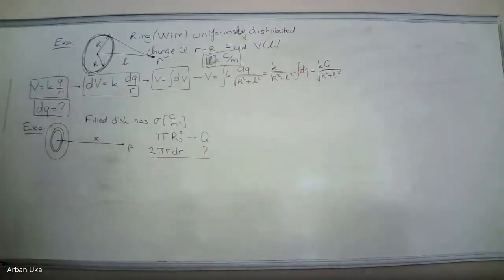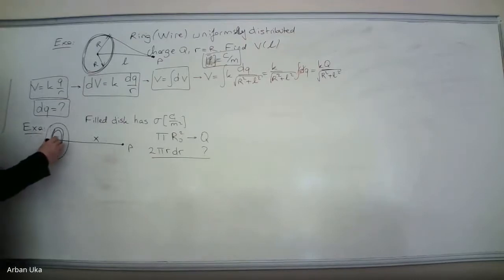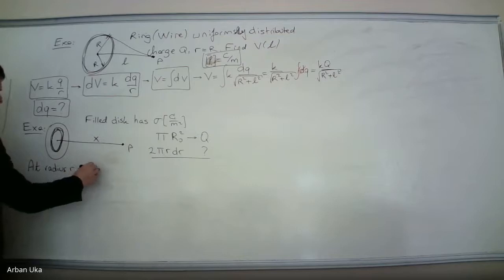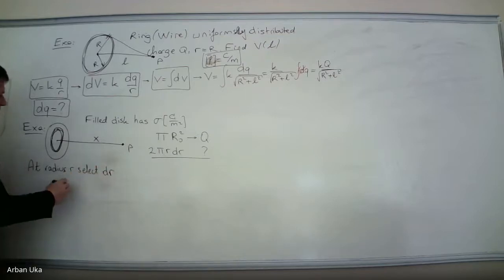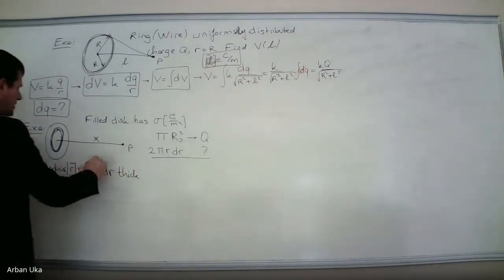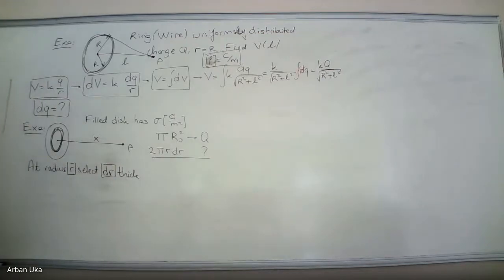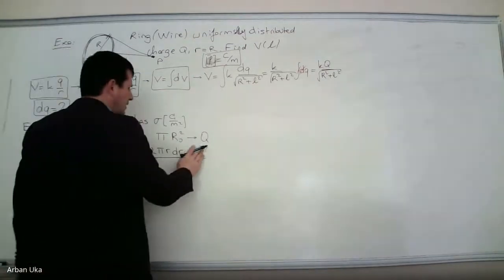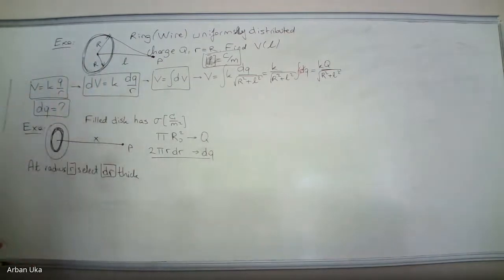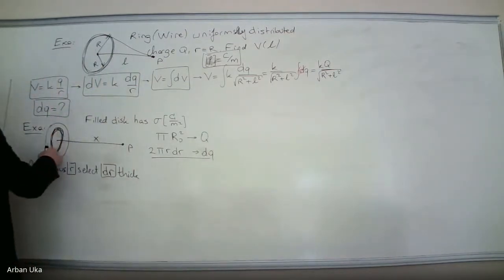Okay, because this element that we see here, the language that we can construct is the following. At radius r, I think we mentioned this one before, select an element dr thick. So pick up at the radius r, select an element of dr thick. And we draw this element which is shown here, then we can see that, in fact, this is dq. So our initial question is to figure out what is the charge element which is located here.